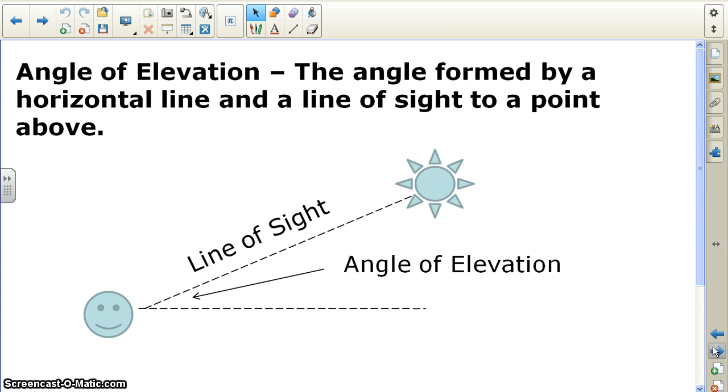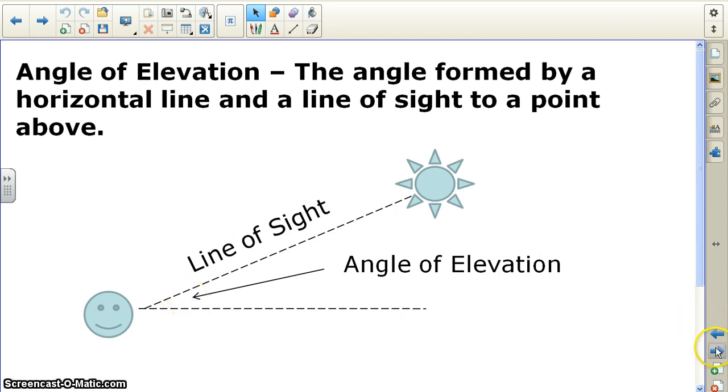One is angle of elevation, and this is just the angle that's formed by a horizontal line and a line of sight to a point above. So for example, with our little smiley face here, the angle of elevation is formed when that person looks straight ahead and then when they look up at an object. Okay, so that's our angle of elevation, will be this angle right here where I have the cursor.